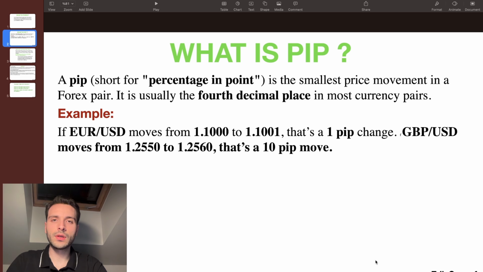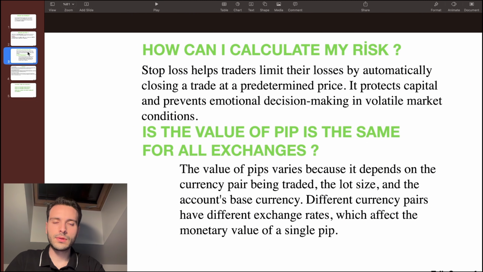I'll be teaching you. Stop loss is the amount of risk that you are going to be taking while opening a position. For another example, GBP/USD moves from 1.2550 to 1.2560, so 10 pips of difference, right? This is a term that we are always going to be using. Let's try to see our pip and calculate with an example, like I am live trading and trying to calculate my stop loss by pips.